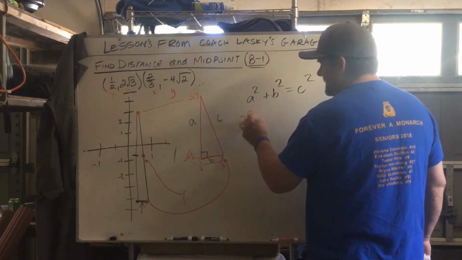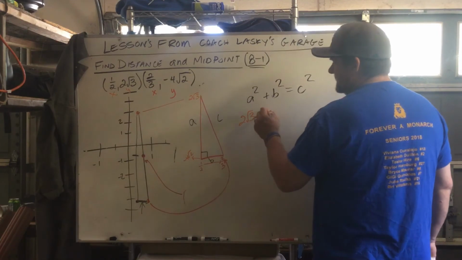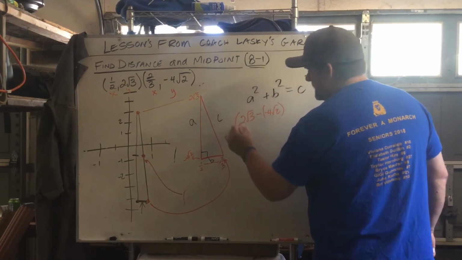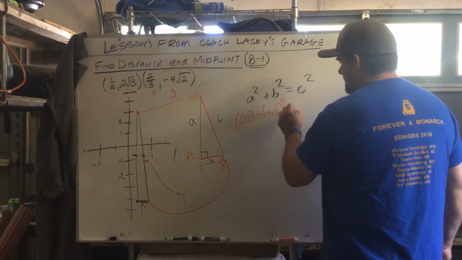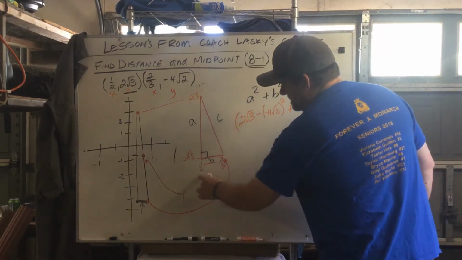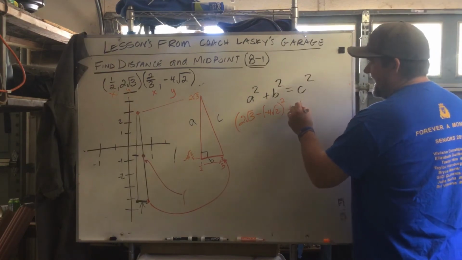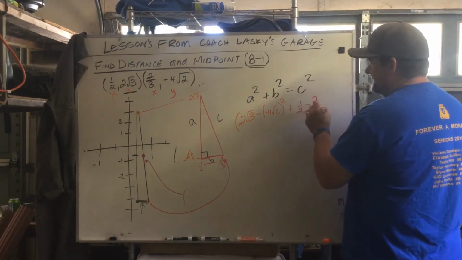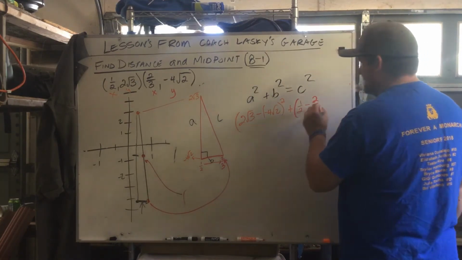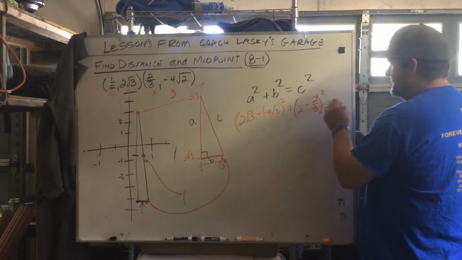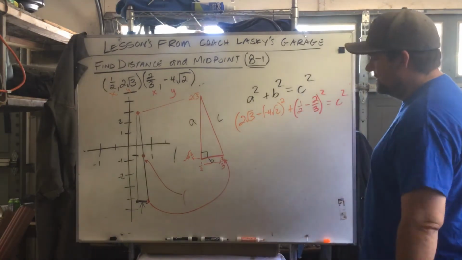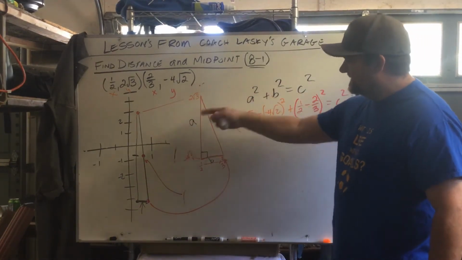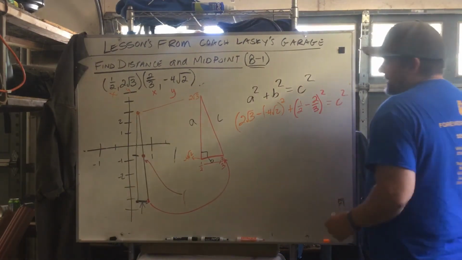2 root 3 minus -4 root 2, square it, plus 1/2 minus 2/3, square it, equals c squared. Okay, so we're subtracting this to get the length of B, subtracting this to get the length of A, and then we'll work from there.